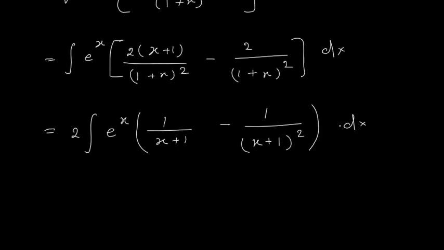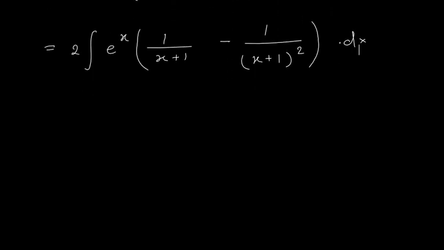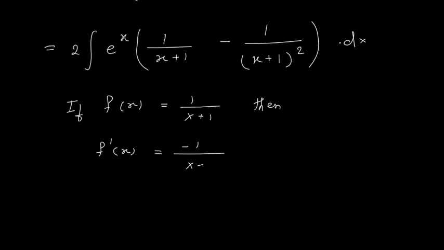Now here what I say, that if f x is 1 upon x plus 1, then f dash x is equals to minus 1 upon x plus 1 the whole square. You can see the derivative. So minus 1 upon x plus 1 the whole square.